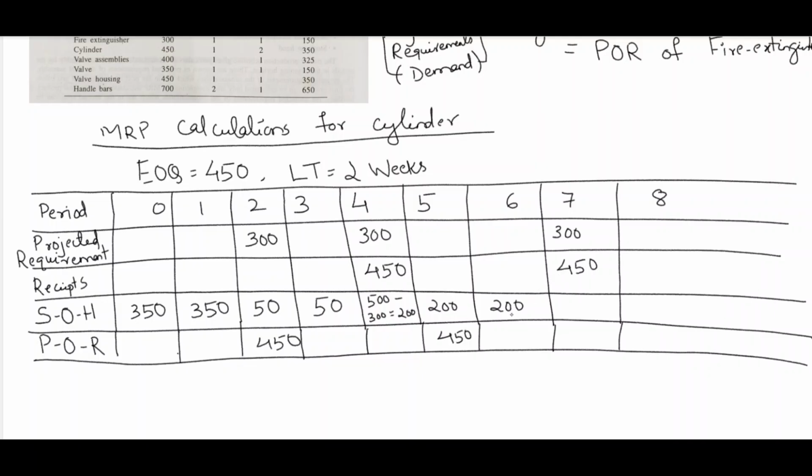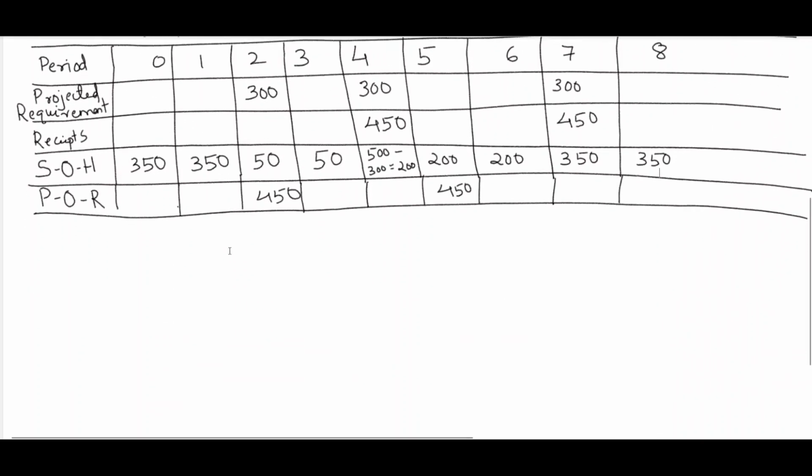Now 450 plus 200, it is 650. 650 cylinder pieces we are having, but the demand is only 300. So 650 minus 300, the remaining is 350. 350 we are having now. So in the 8th week we will carry forward this inventory 350. So this completes the MRP calculation of cylinder. Similarly, now we will do the MRP calculation of valve assembly.